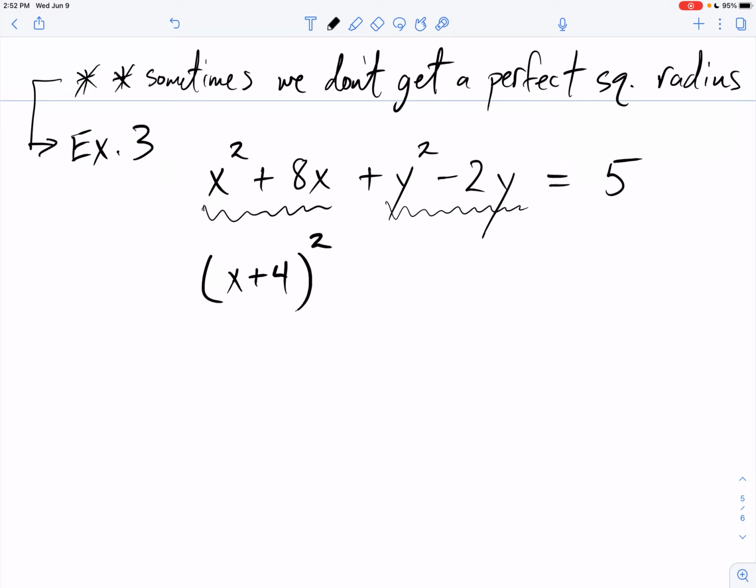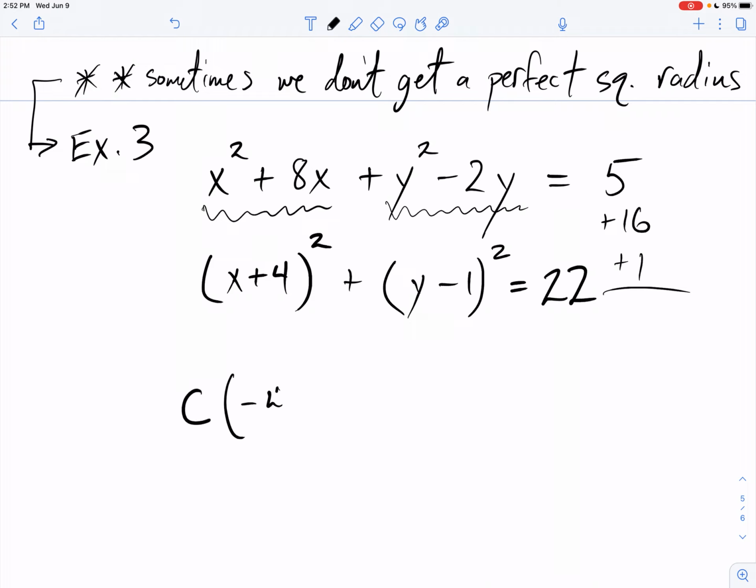Half of 8 is 4. Then I'm going to say, what am I going to add over here? Let's add 16. Half of 2 is 1. So what am I going to add over here? 1 more. So if I add that all up, grand total, I would get 22. Well, 22 isn't a perfect square, but that's not important. The center of this circle would be at negative 4, 1. The radius would just be the square root of 22, which is a number. You could convert it to a decimal if you had to, so you could plot it or draw the circle if you had to.